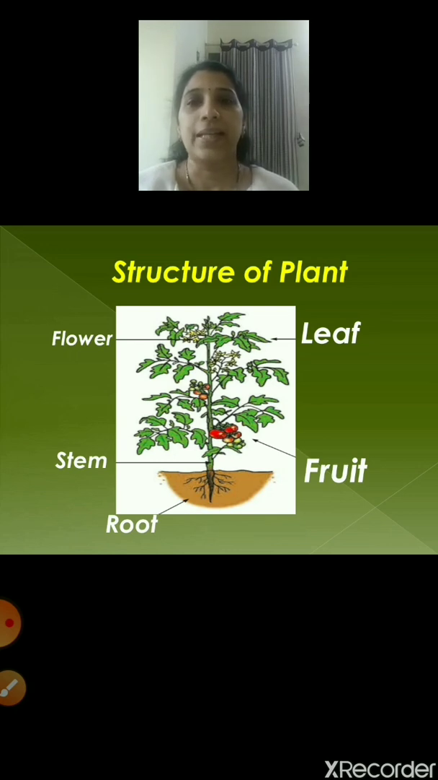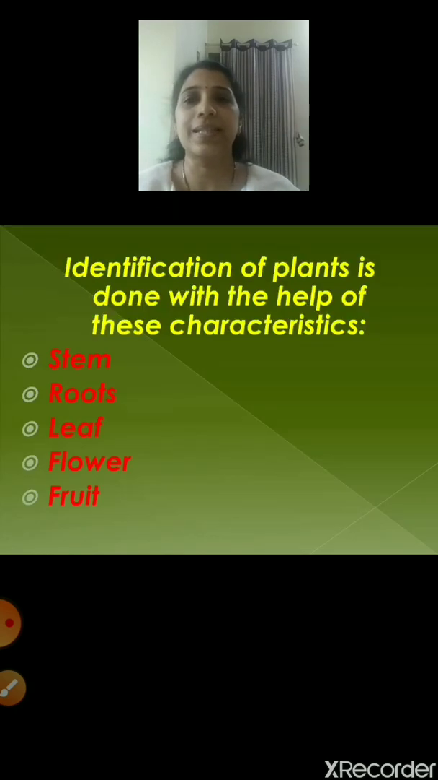Now flower, it is an important means of reproduction. Also, it is the main attractive part of the plant. Leaf plays an important role in the production of food. And fruit contains one or more seeds. The root holds the soil firmly. And the stem gives support to the other parts of the plant. So, with these characteristics, the identification of the plants can be done.